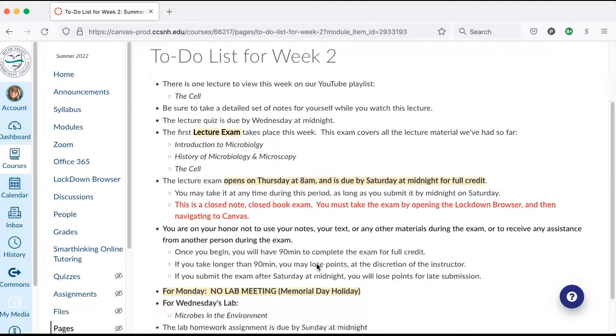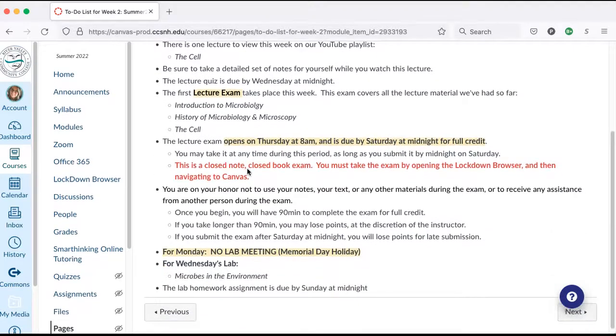Remember, this is a closed note, closed book exam. And you have to go to the exam through the lockdown browser. In other words, you open up the lockdown browser, and then you go to Canvas, and then you open up the exam and take it. If you try to go to the exam in, say, Firefox or Safari or something else, you'll get a message that says, sorry, you have to take this exam using the lockdown browser.